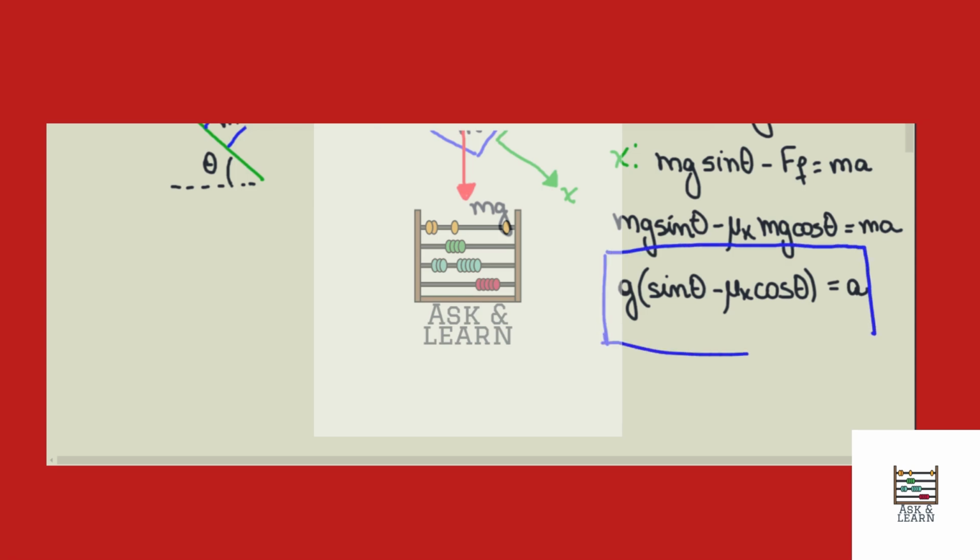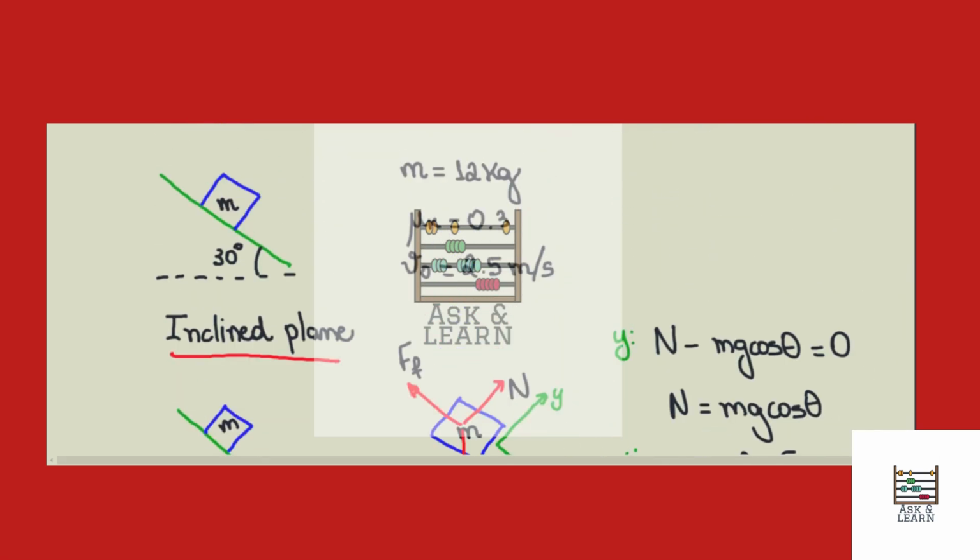So in the exercise, we have a block that has a mass of 12 kilograms that lies on a surface that has a coefficient of kinetic friction of 0.3 and an initial speed v0 of 2.5 meters per second. And the incline makes an angle of 30 degrees with the horizontal. Our goal is to find the final speed of the block after it slides down the incline that has a length of 3 meters.